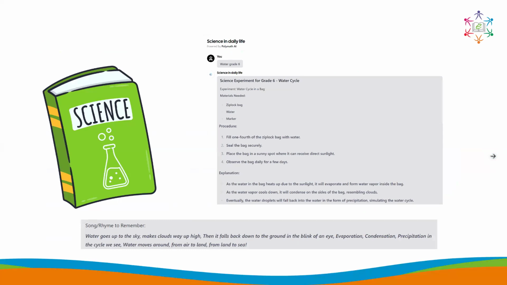Similarly, if you are teaching science, as I have mentioned, water for grade 6, just about water for grade 6. Here it has also given me an experiment for grade 6, like the water cycle, and how you can explain all of this.